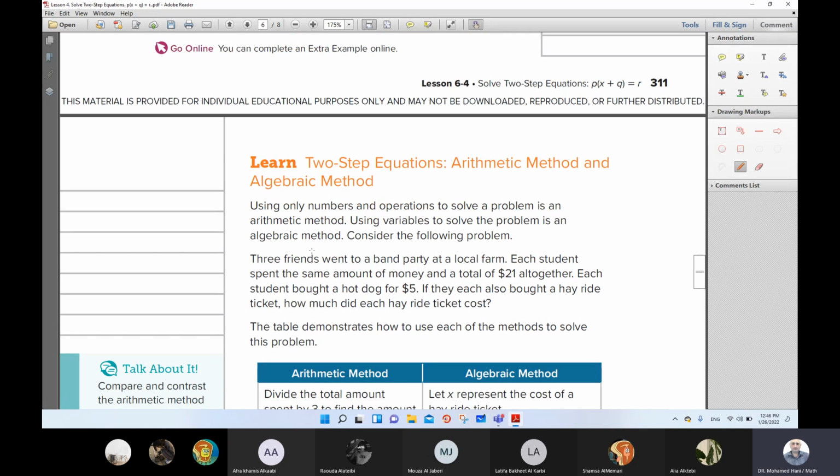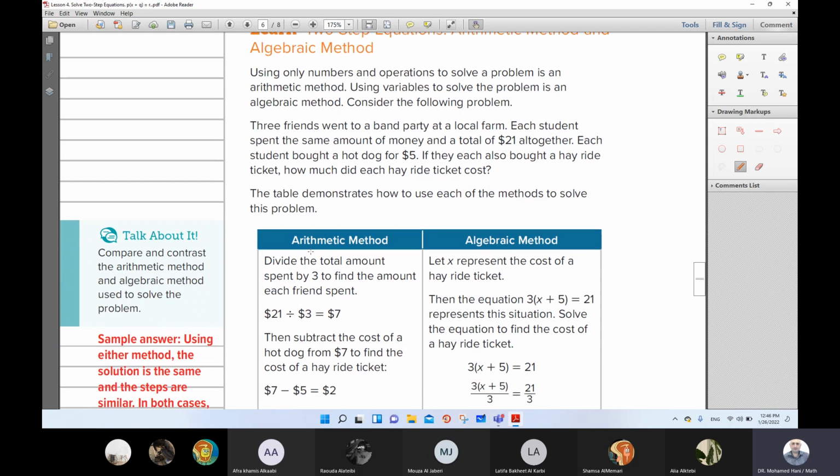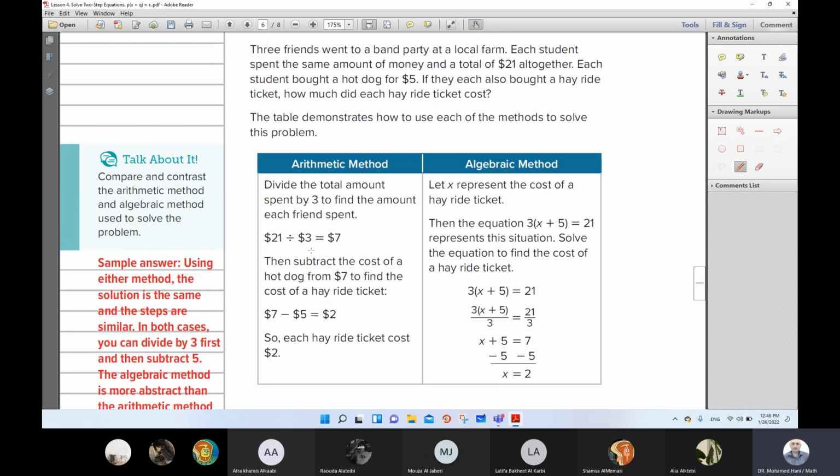What is the difference between the arithmetic method and the algebraic method? The arithmetic method means using the method without using the equation. Use mathematical logic to solve any problem. And the algebraic method means representing a variable, then creating an equation to solve the problem.